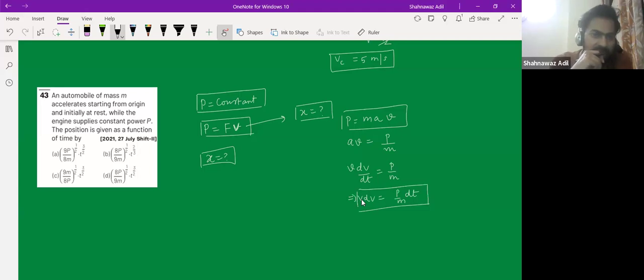So this thing you have to find out. You can calculate v, and using that v you can calculate also the x, right? So please do that and tell me what is the answer you are getting. Remember, it is starting from rest. So initially it is 0.